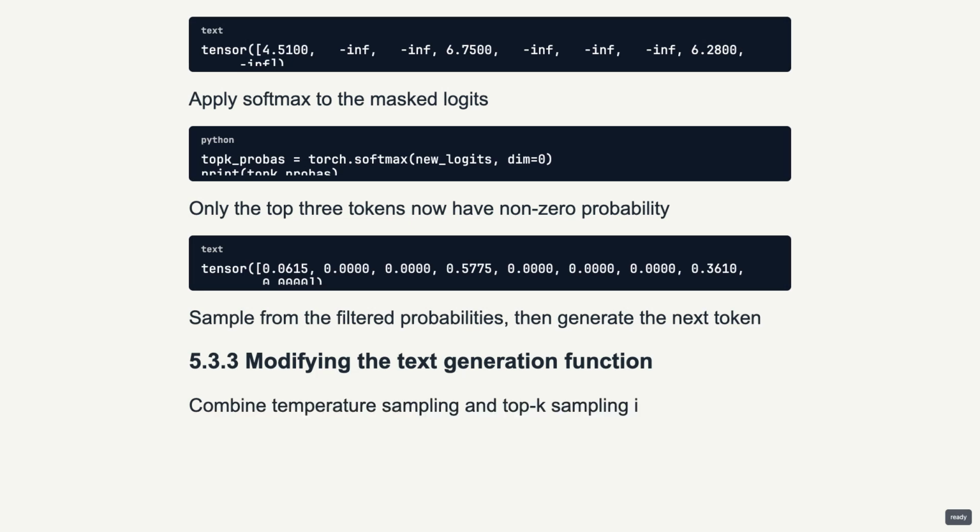The old function is being upgraded rather than replaced. The new version keeps the same token-by-token loop, but it adds knobs for temperature, top K filtering, and early stopping.